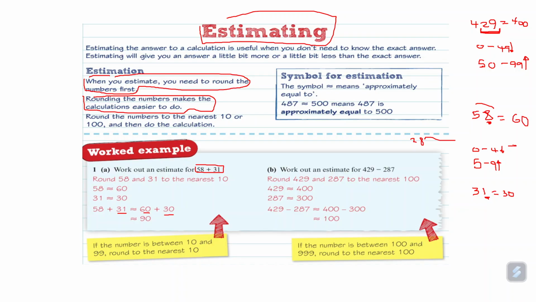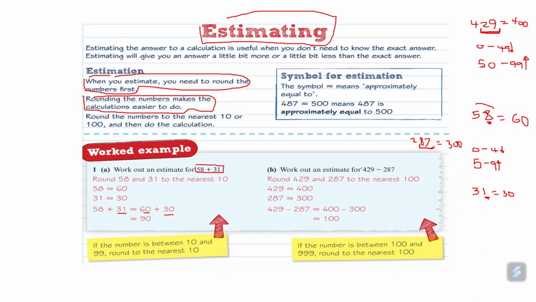287, to round to the nearest 100. Rounding this to the nearest 100, you consider the last two digits by your right, which is 87. As usual, 87 is greater than 50 and it falls between 50 to 99. So we need to round up. In this case, this becomes 300.